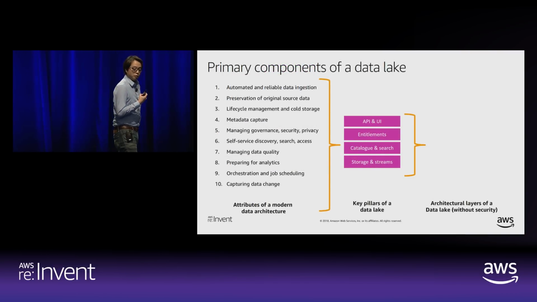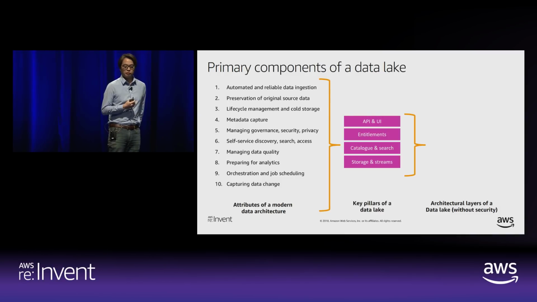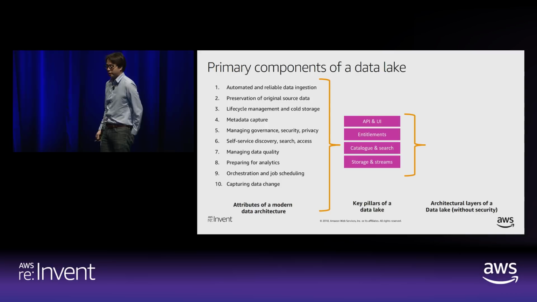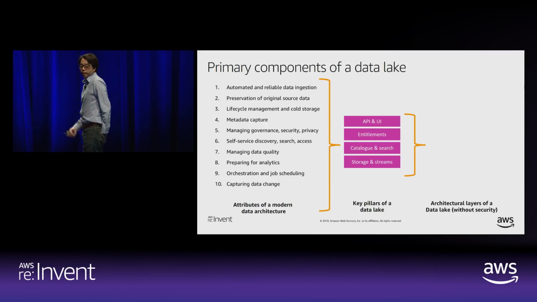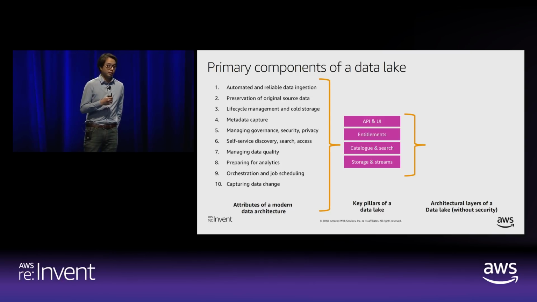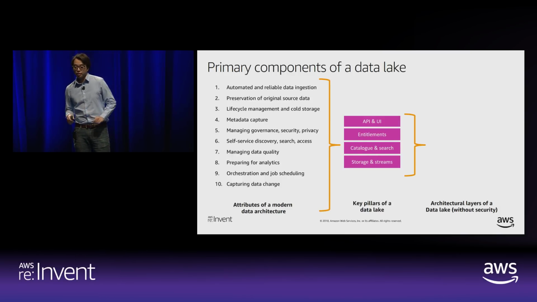There are 10 key attributes of a modern data architecture that you may have seen in past reInvents or summits. They serve as a guide for what's needed for a mature data strategy in any organization. It's not to say that you need all 10 of these, but it's a good place to start if you have a good amount of them.